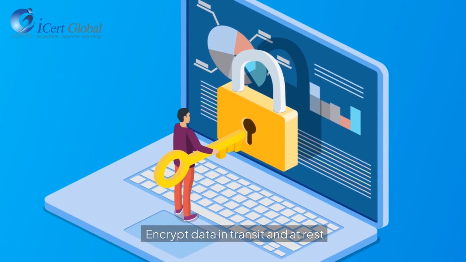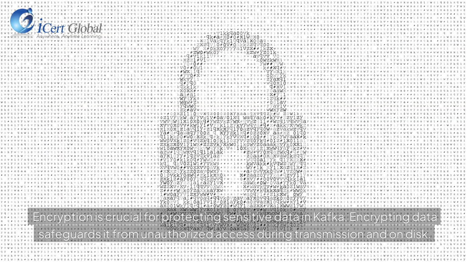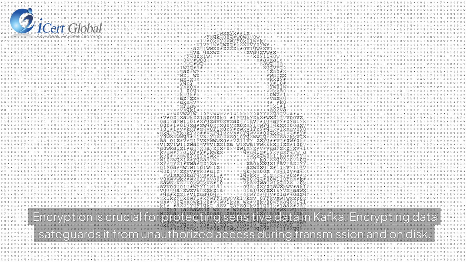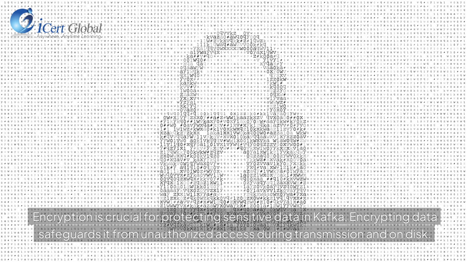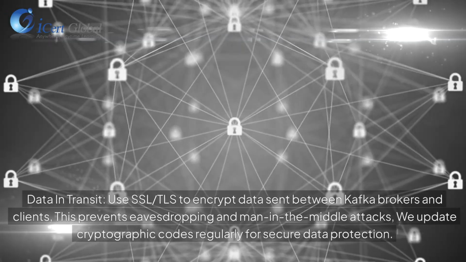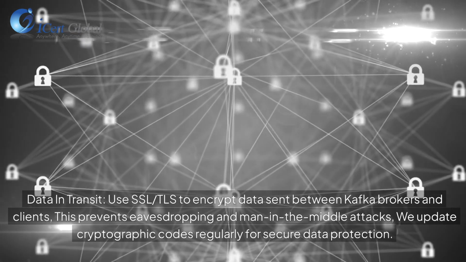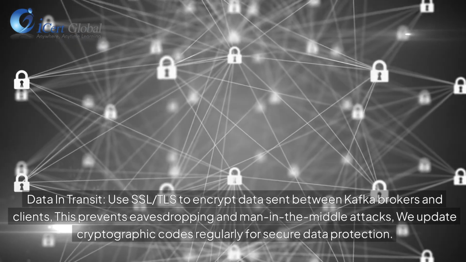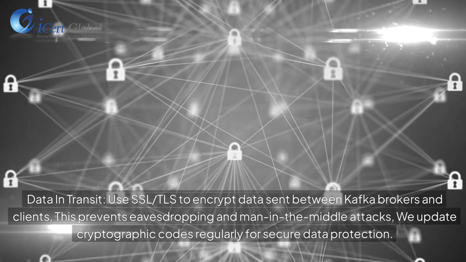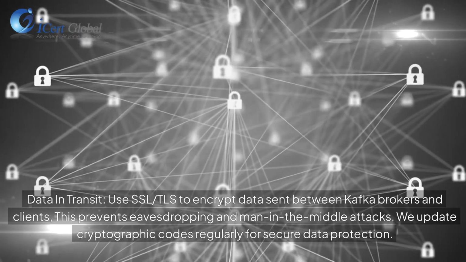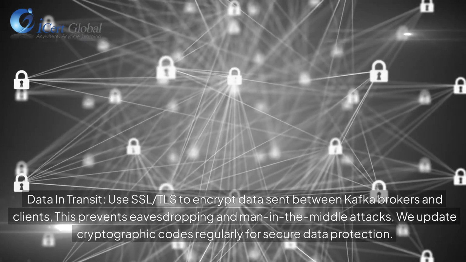Encrypt data in transit and at rest. Encryption is crucial for protecting sensitive data in Kafka. Encrypting data safeguards it from unauthorized access during transmission and on disk. Data in transit. Use SSL/TLS to encrypt data sent between Kafka brokers and clients. This prevents eavesdropping and man-in-the-middle attacks. We update cryptographic codes regularly for secure data protection.